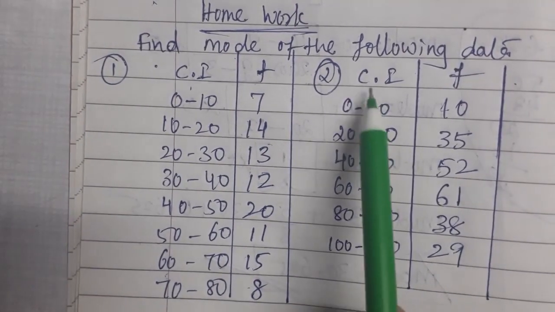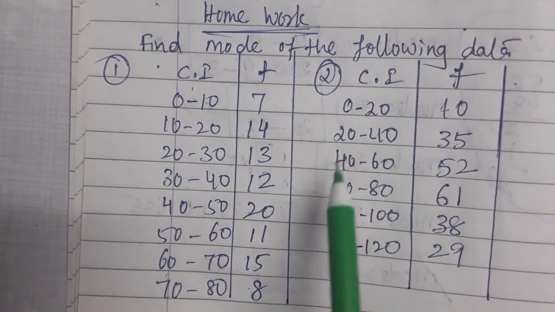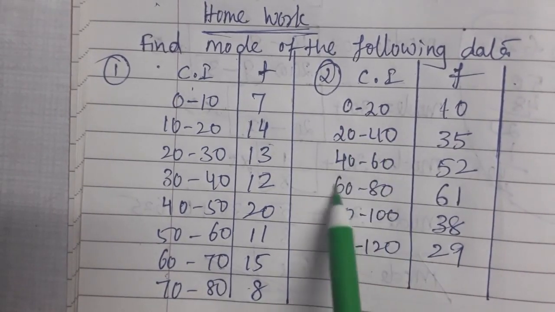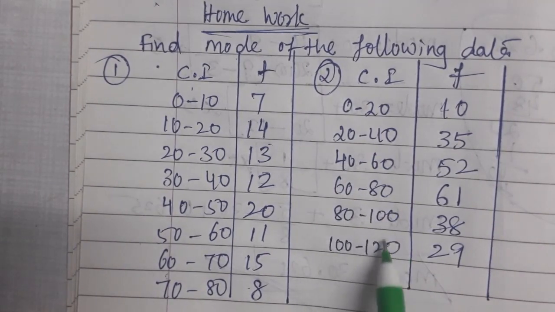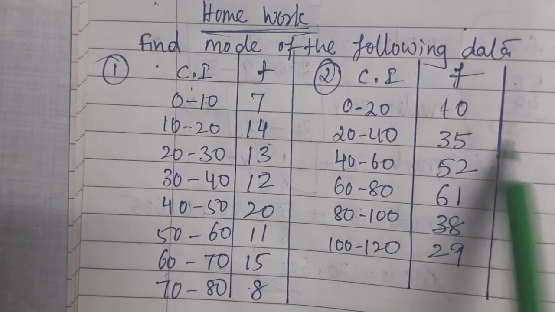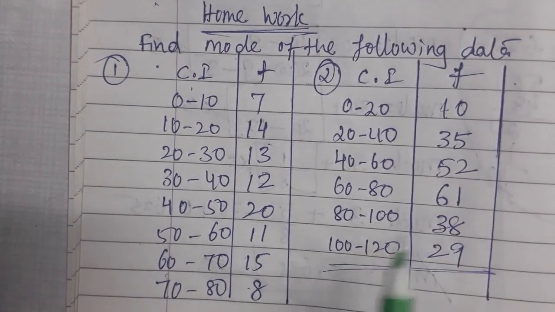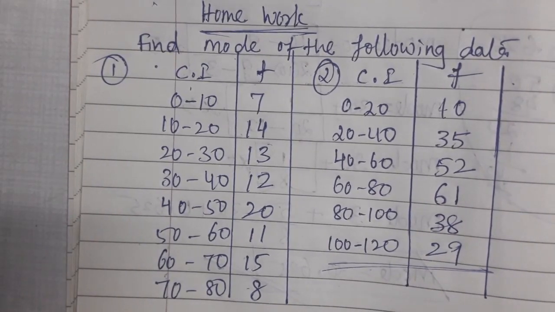For the second question, the class intervals and frequencies are: class intervals 0 to 20, 20 to 40, 40 to 60, 60 to 80, 80 to 100, 100 to 120, and the frequencies are 10, 35, 52, 61, 38, 29. So you have to find the mode for the first and second. The procedure remains the same as I have taught you in the previous 3 sums.